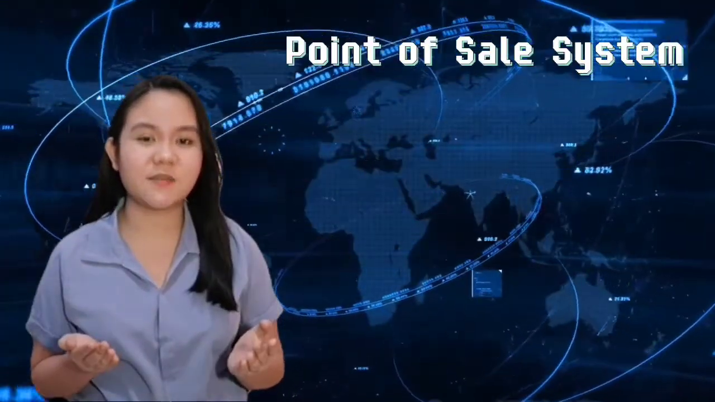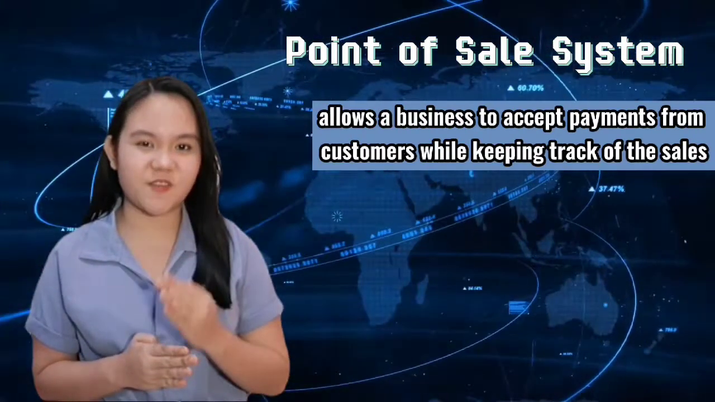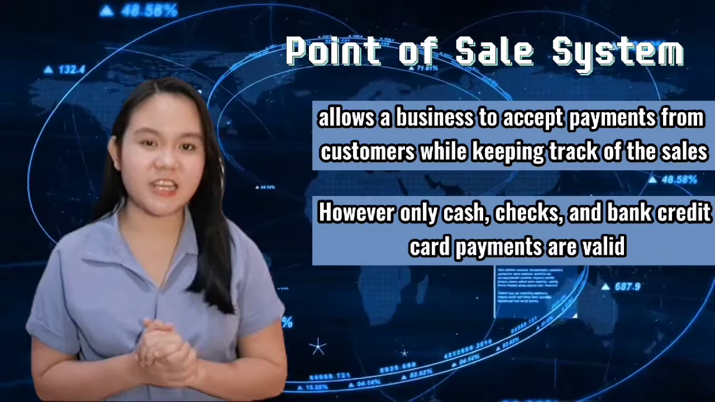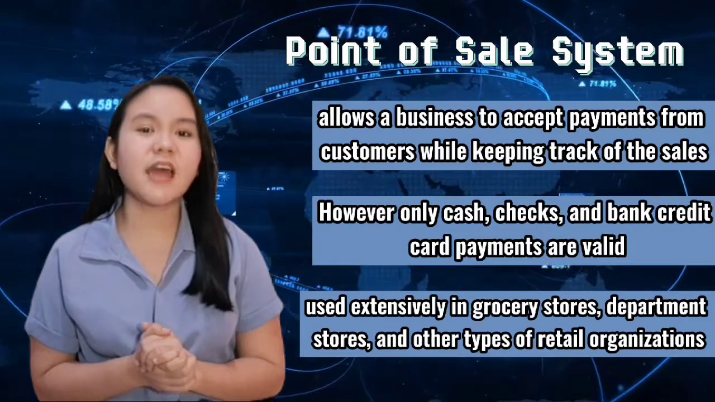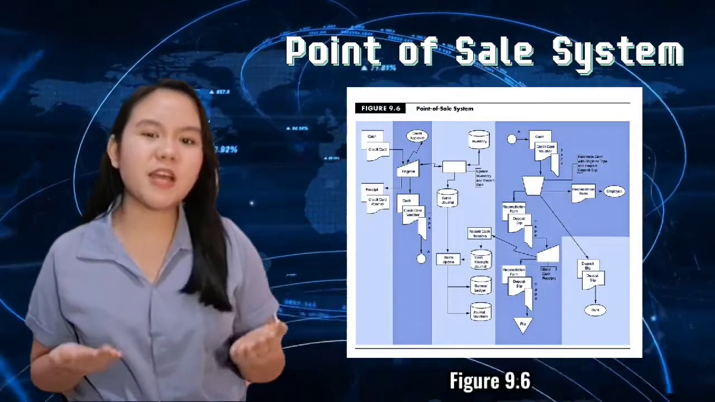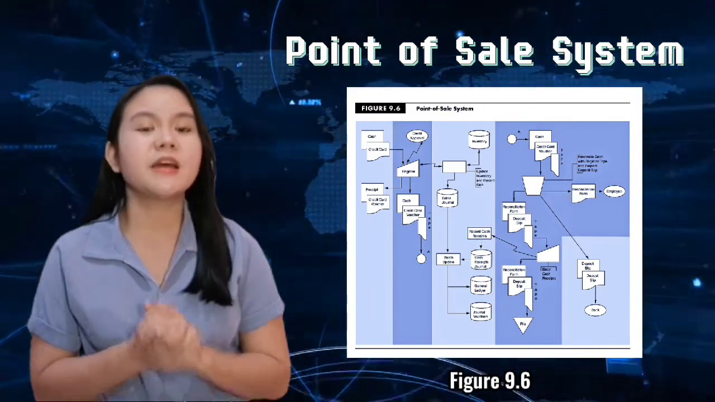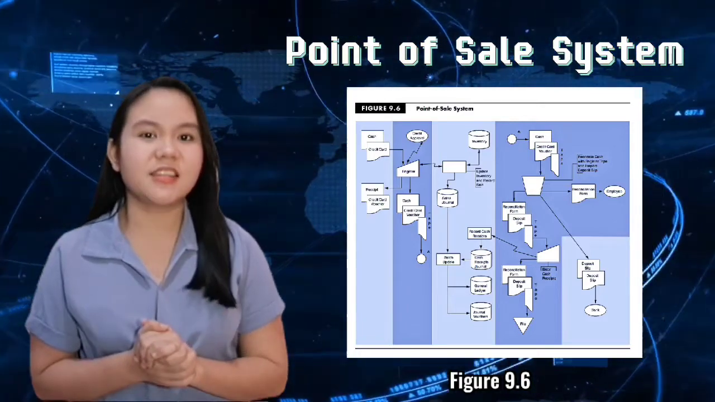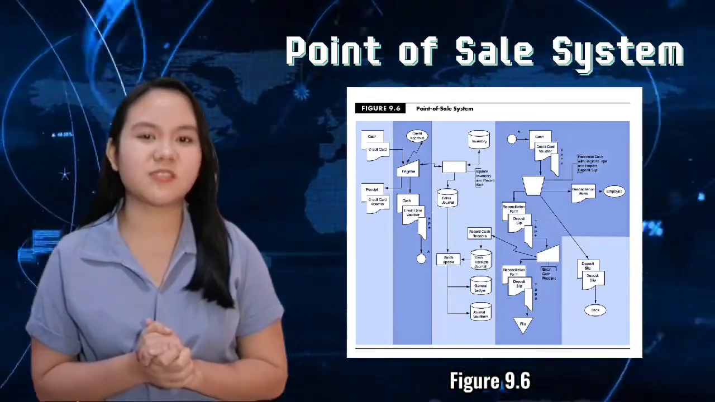A point of sale system allows a business to accept payments from customers while keeping track of the sales. However, only cash, checks, and bank credit card payments are valid. These systems are used extensively in grocery stores, department stores, and other types of retail organizations, as shown in Figure 9.6. The POS process occurs like this. As a customer buys a product and goes to the cashier to pay, the POS system will calculate the price for the item and record the sale. Then as the customer pays, a receipt will be printed as the POS transaction is finalized.